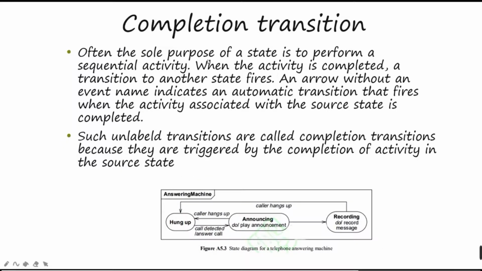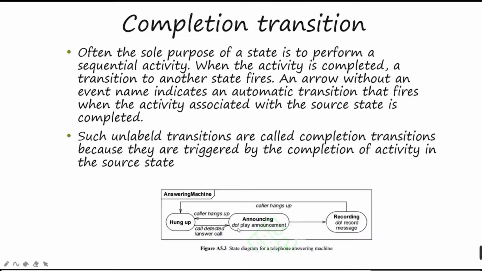Okay, this is the completion transition. Often the sole purpose of a state is to perform a sequential activity. It means that usually a state is to perform some activity. For example, in the announcing state, it will play the announcement, and after this announcement is completed, when the activity is completed, a transition to another state is fired.